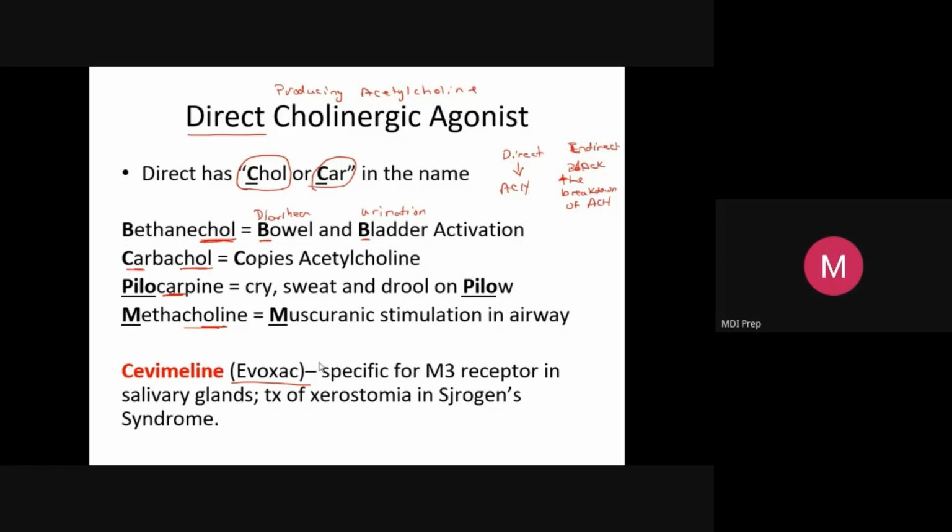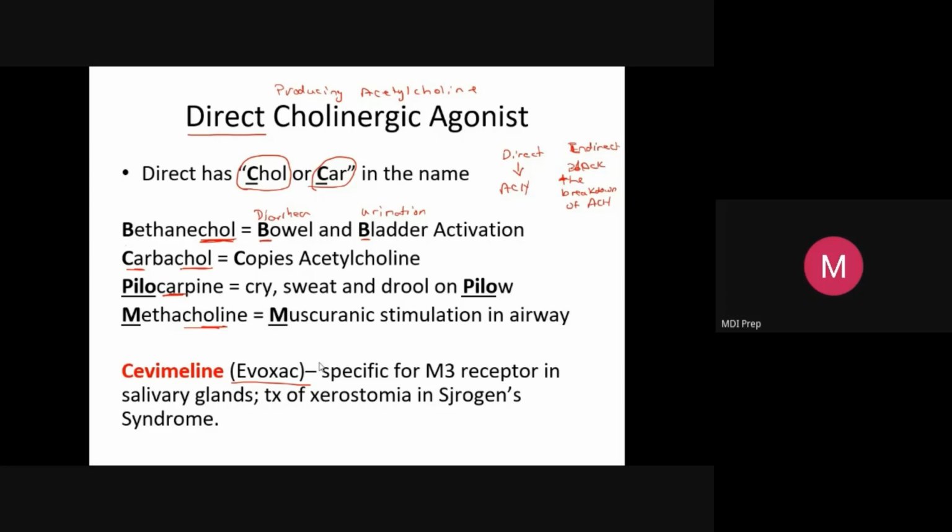Oh, but wait a minute. What if I say it again? Carbocol. Well, it's not quite carb, but it is a car. It does have the letters car in it. And let me see if I can write it up here for you. While I'm doing that, tell me, why is that good for Dr. Pena? Why is that good for Sjogren's? Because it stimulates salivation and decreases the dryness in the mouth and the eyes.